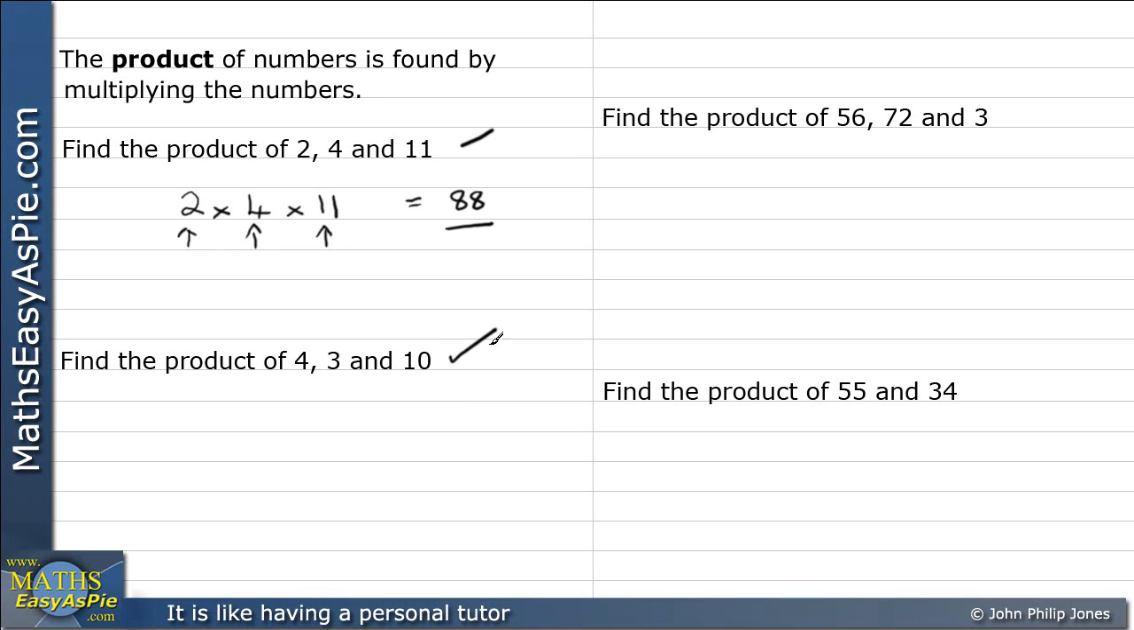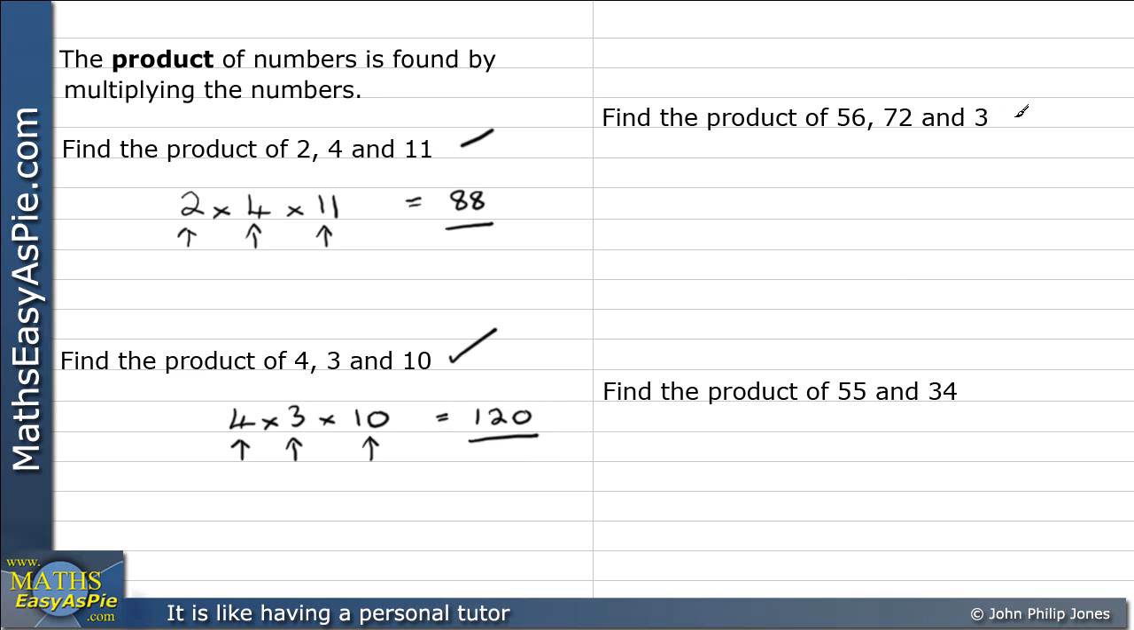If we come down to this example here, we're asked to find the product of 4, 3 and 10. So obviously that's going to be 4 times 3 times 10. If we take this 4 and we multiply it by this 3, well 4 3s are 12, and then we multiply that 12 by 10, then obviously the result is going to be 120. So the product of 4, 3 and 10 is 120.